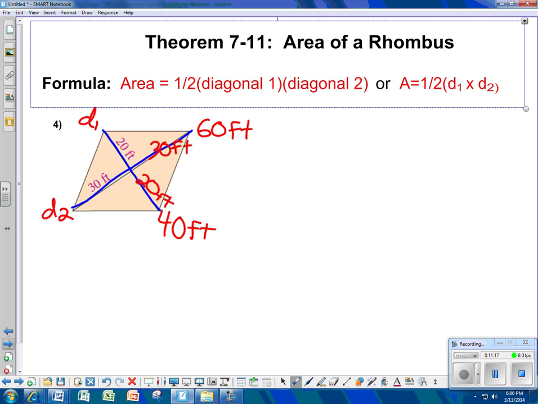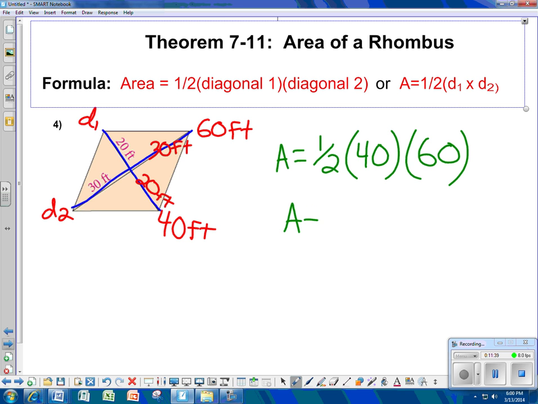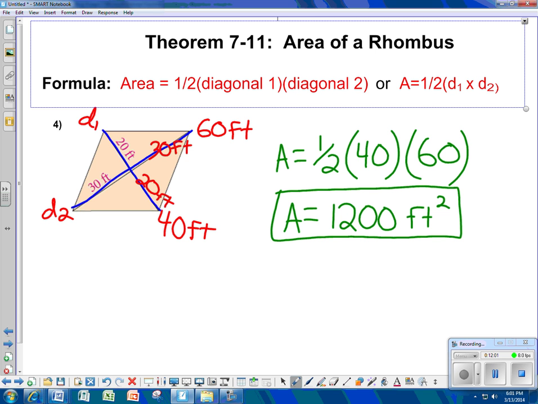Now that we have the total for both diagonals, 40 and 60, we can just plug them into our equation. So area equals, again, 1/2 times 40 times 60. And we can plug that directly into our calculator to get our answer. What I ended up getting was 1,200. Okay, so that's our rhombus.